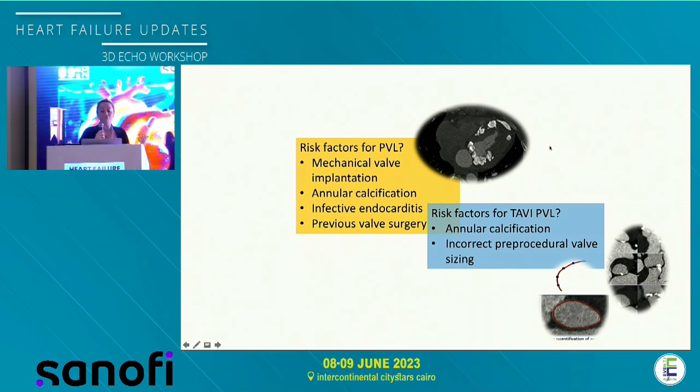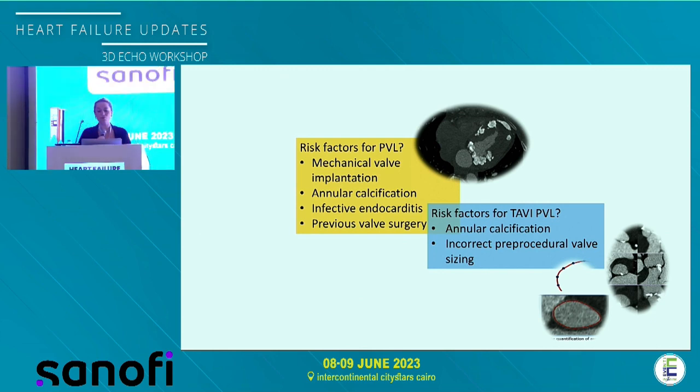And infective endocarditis cases, of course, those patients have fragile tissues, and previous valve surgery patients as well. And what are the risk factors for a TAVI PVL? Annular calcification first, and second is incorrect procedural valve sizing. That's why valve sizing is very important, because we all know that paravalvular leak after TAVI is one of the most important predictors for the mortality of a TAVI patient.